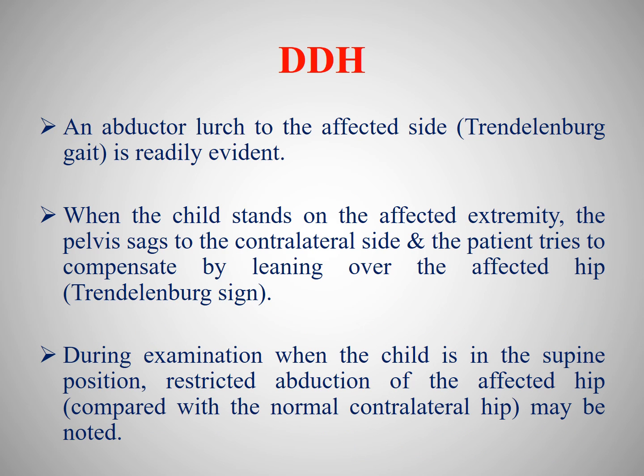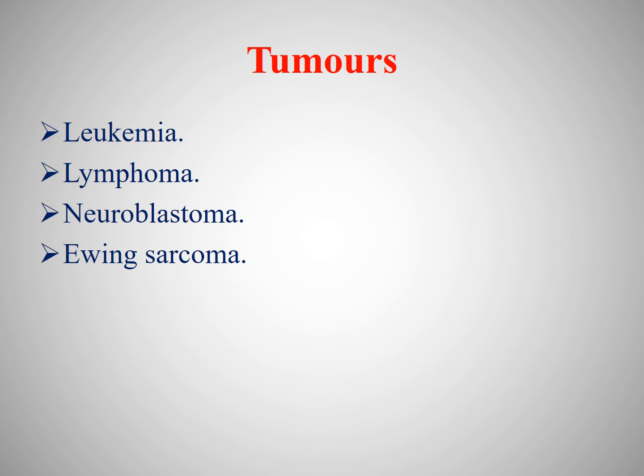An abductor lurch to the affected side during the Trendelenburg gait is readily evident when the child stands on the affected extremity. The pelvis sags to the contralateral side down. The patient tries to compensate by leaning over the affected hip, which is the Trendelenburg sign. During examination, when the child is in the supine position, restricted abduction of the affected hip compared with the normal contralateral hip may be noted.